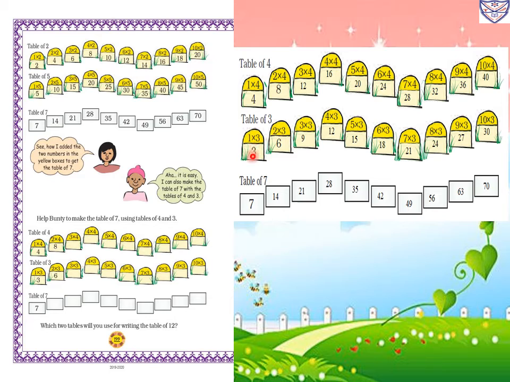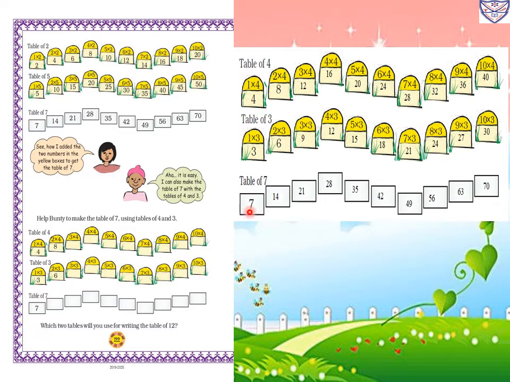So 3 1s are 3, 3 2s are 6, 3 3s are 9, 3 4s are 12, 3 5s are 15, 3 6s are 18, 3 7s are 21, 3 8s are 24, 3 9s are 27, 3 10s are 30. So now we have to write table of 7 by adding these two tables.